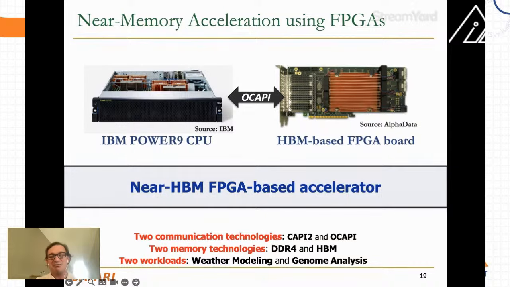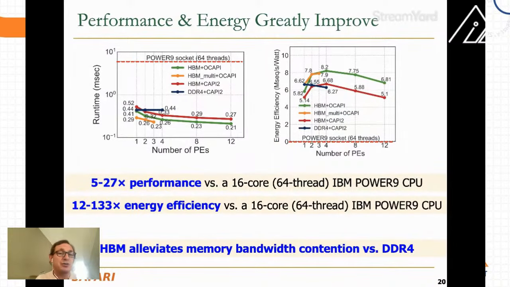So what we did was we worked with IBM to investigate the benefits of this sort of technology. And we adapted the Cosmo weather modeling application and some genome analysis application so that we can perform offloading to this FPGA board and we can do efficient processing. And the results are actually quite good. And you can do this today with some pain, of course.